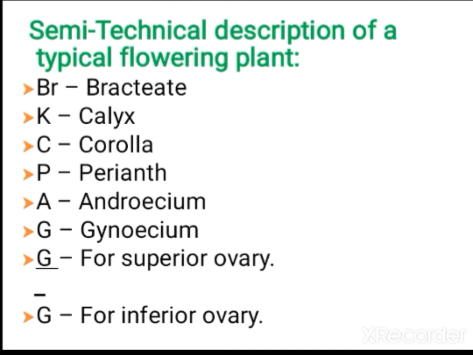A is for androecium. Androecium is the male reproductive part. Gynoecium is the female reproductive part. When a line is written below the G, you call that a superior ovary. When the line is drawn above the G, gynoecium, you call that an inferior ovary.